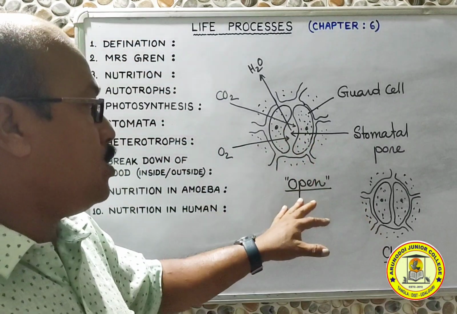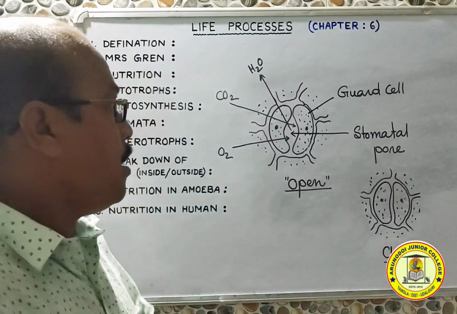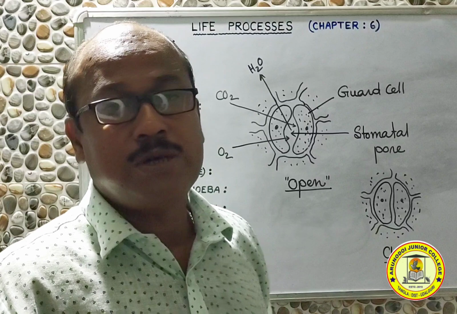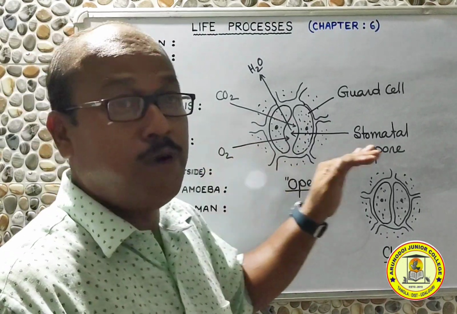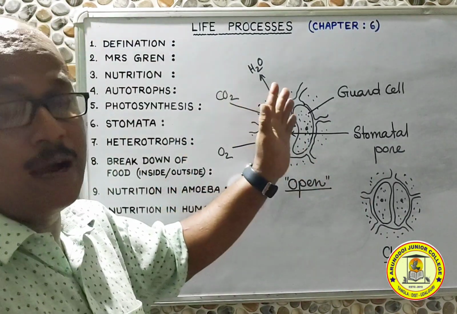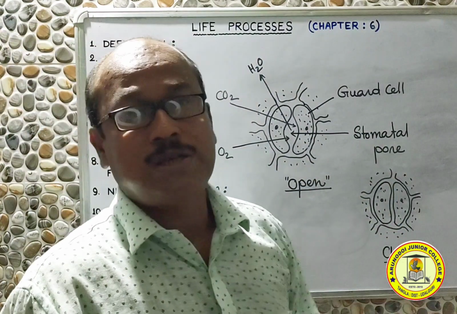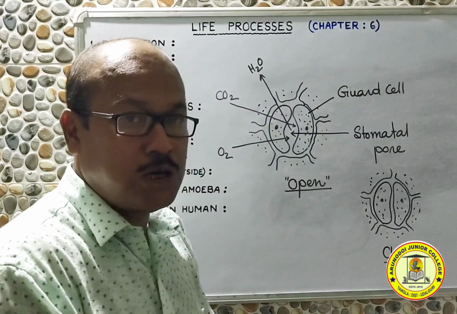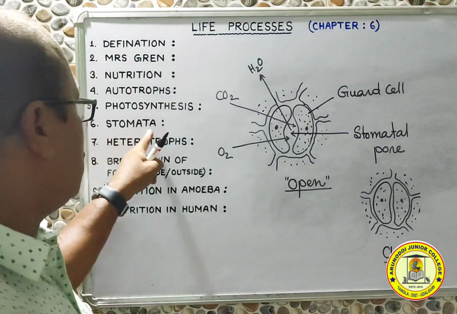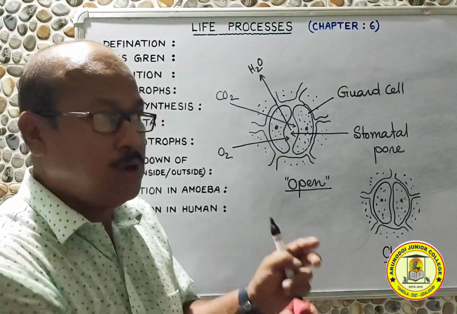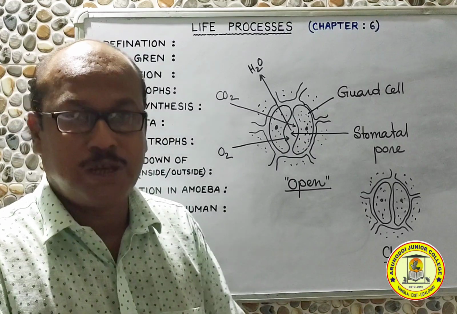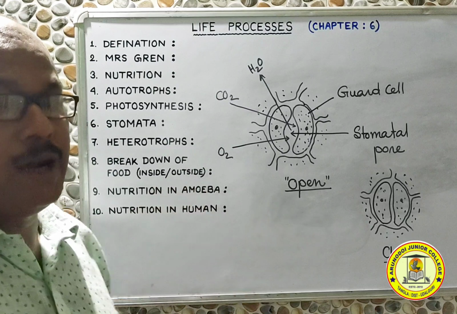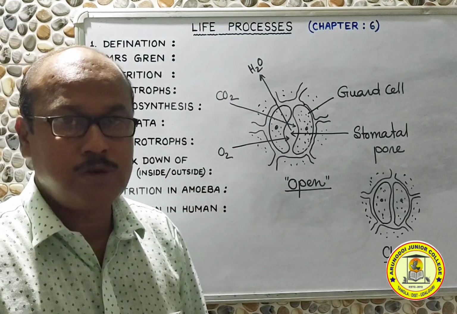And this is how, by closing and opening the stomata, plants maintain when to receive carbon dioxide gas or oxygen gas, and when to release carbon dioxide, oxygen gas or water vapor during transpiration. All these things are controlled by the stomata. So that is what we wanted to discuss about stomatal structure as far as your syllabus is concerned. Here we will see another animation on the stomata. So let's enjoy the animation on stomata.